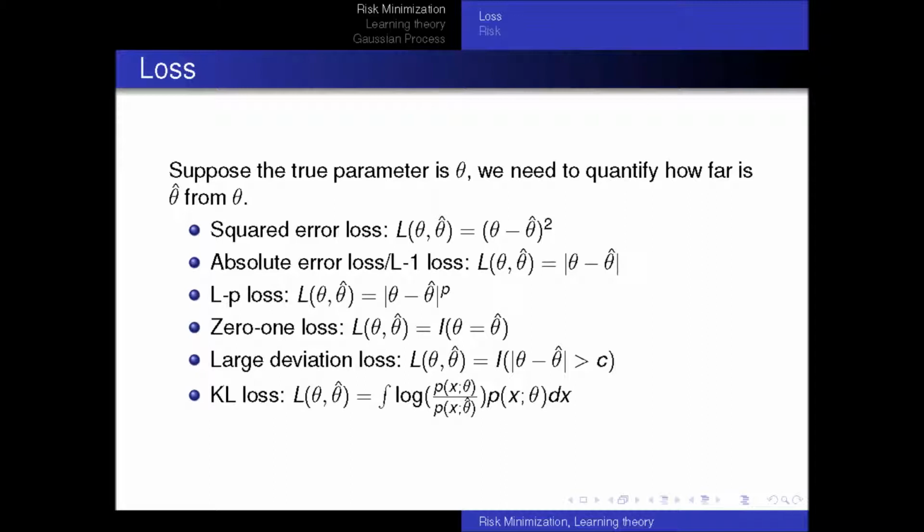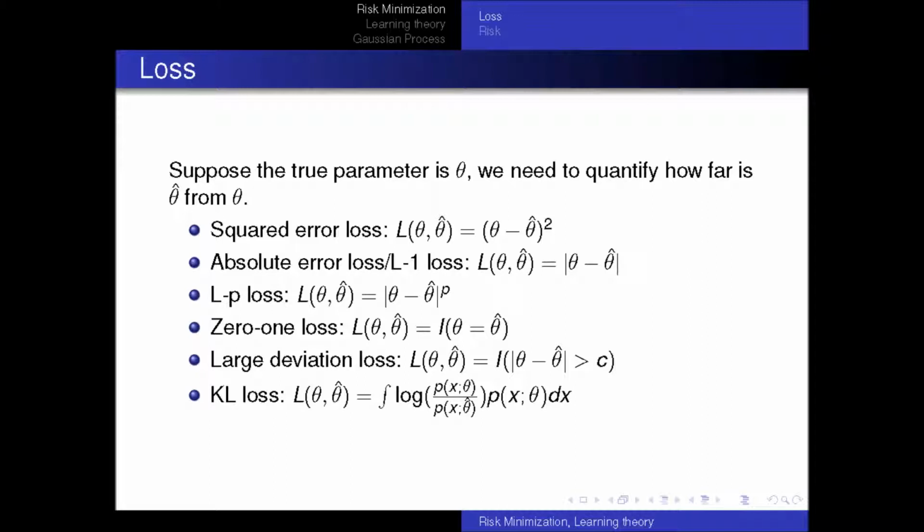Epsilon, right? Epsilon insensitive. And the last one is KL loss. All of these functions are positive, except the norm P can also be negative. What is the norm P if you imagine P equal to none? The last one, KL loss, is just the KL divergence between two distributions.